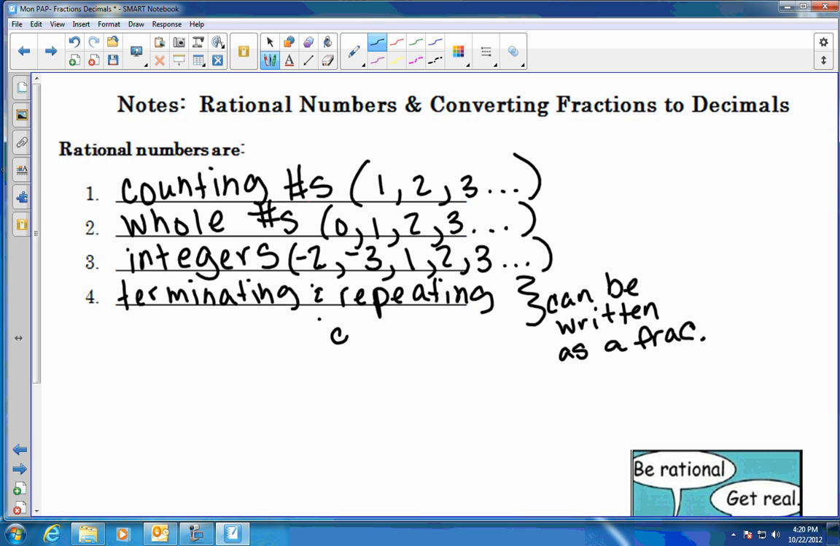So if you have 0.3 repeating, that is 1/3. Since it can be written as a fraction, it's a rational number. Say 0.5. That's the same thing as 1/2. It can be written as a fraction, so it's a rational number. Of course, there are more complicated versions of this, but these are the ones we're going to look at for now.